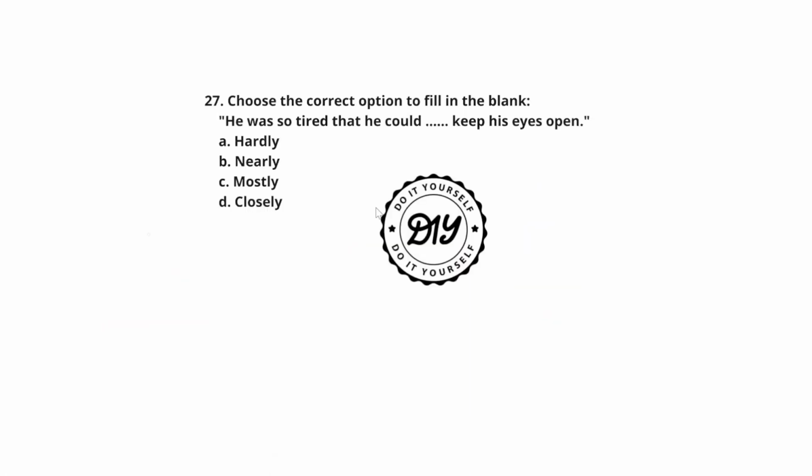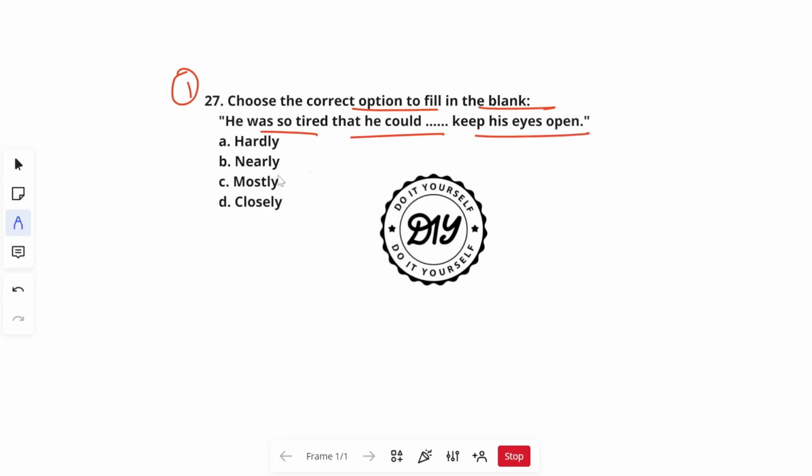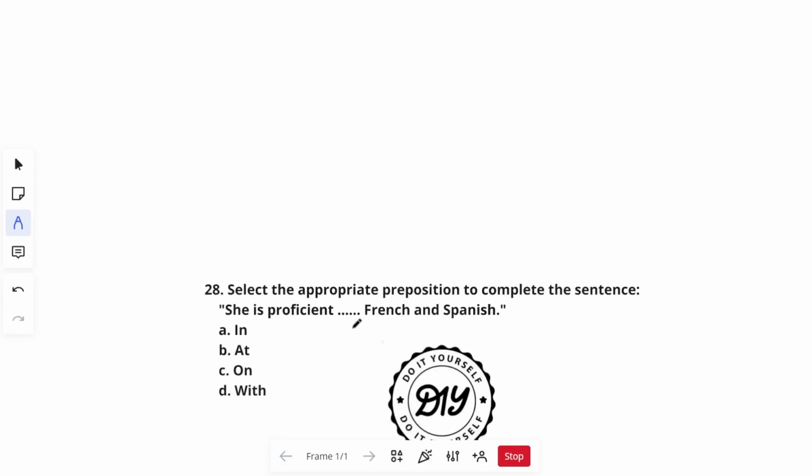So guys, we have seen many questions now, and we have practiced a lot of questions already. Now I have two DIY questions for you. This is your DIY question number 1. What you need to do is write down the answer to these questions by attempting it yourself in the comment box. Okay, let's read the question. Choose the correct option to fill in the blank. The question is, he was so tired that he could dash keep his eyes open. The options are hardly, nearly, mostly, and closely. Okay, make sure to attempt it and write down the answer in the comment section.